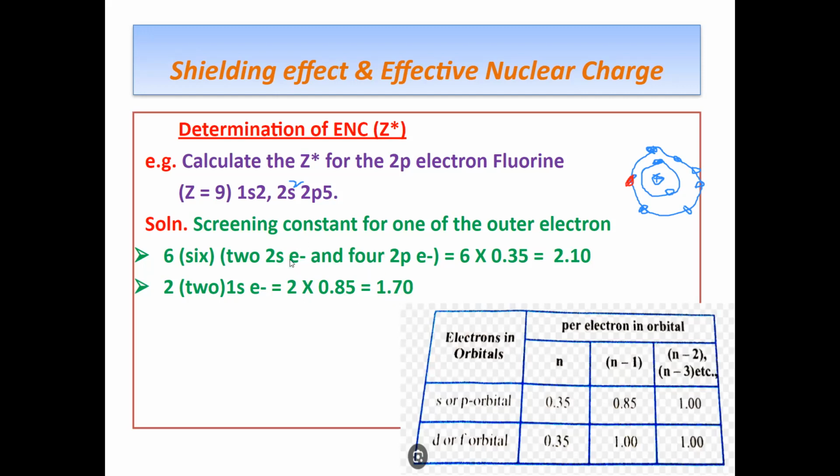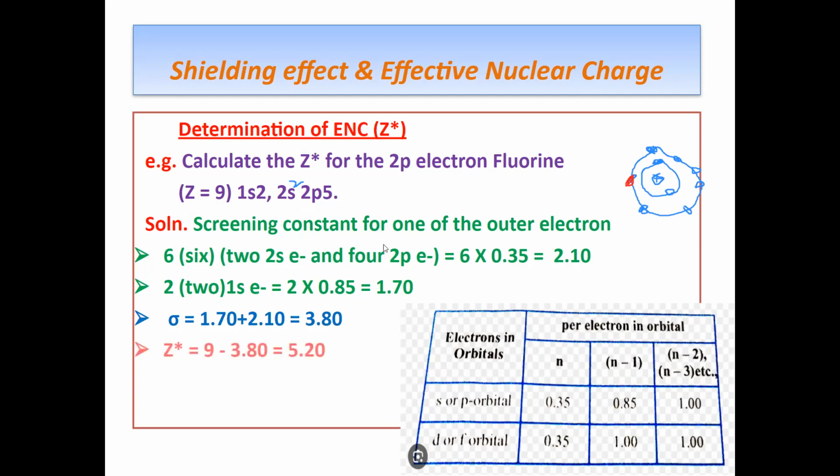These are the values only for sigma. So finally, for the inner electrons 1.70, for the outermost electrons 2.10. Now add these two values. Finally, we get sigma as 1.70 plus 2.10 equals 3.80. This is the screening constant only.